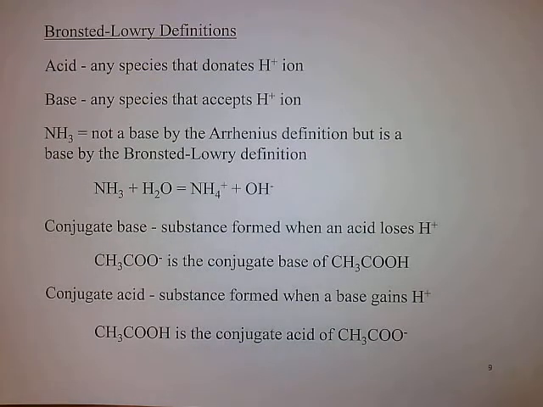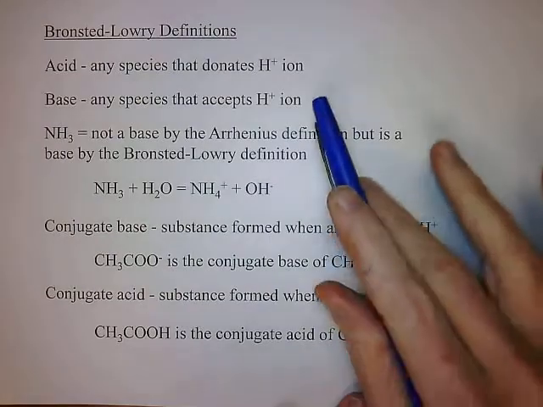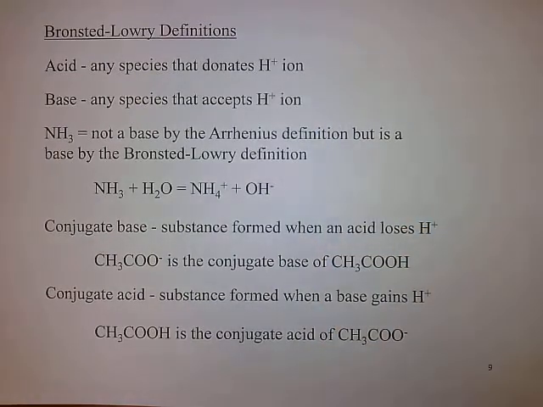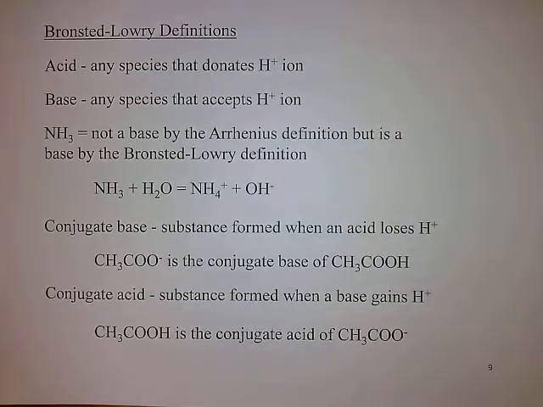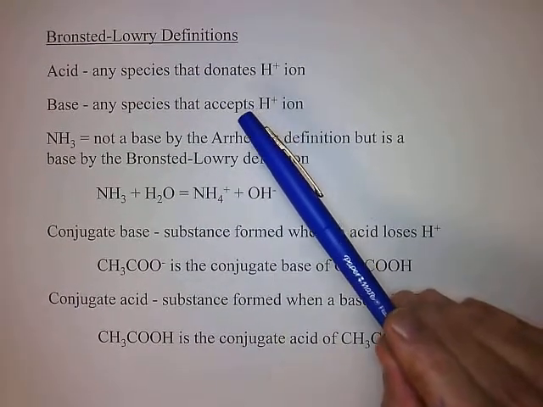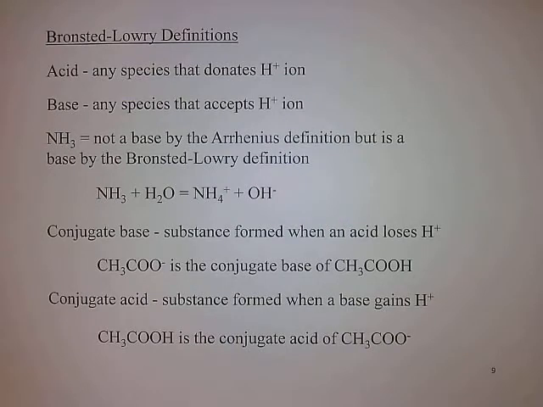This is part 2 of our discussion of acid-base chemistry. Here I want to start out by talking about the Bronsted-Lowry definitions of an acid. By these definitions, an acid is any species that donates a hydrogen ion, which is not really that different than the Arrhenius definition. But the difference is that a base is defined as any species that accepts a hydrogen ion.